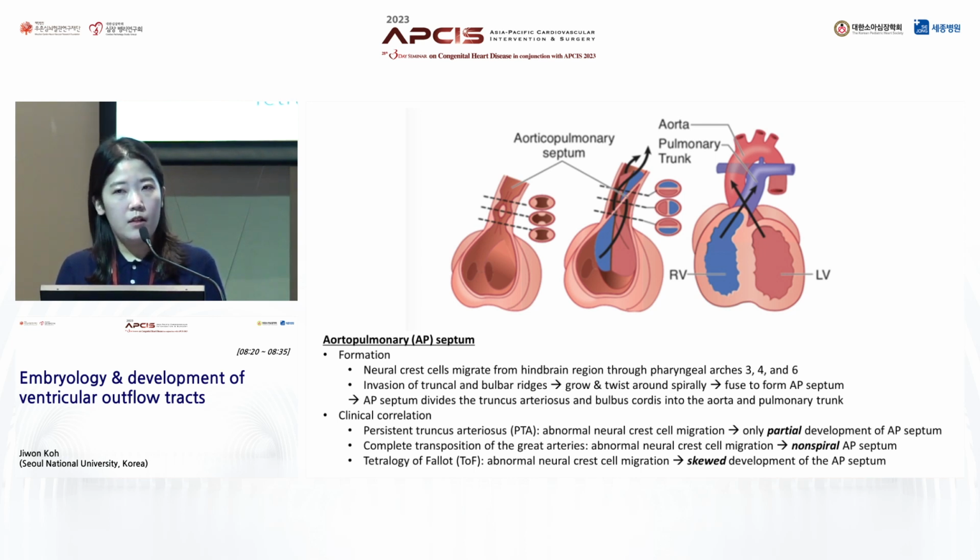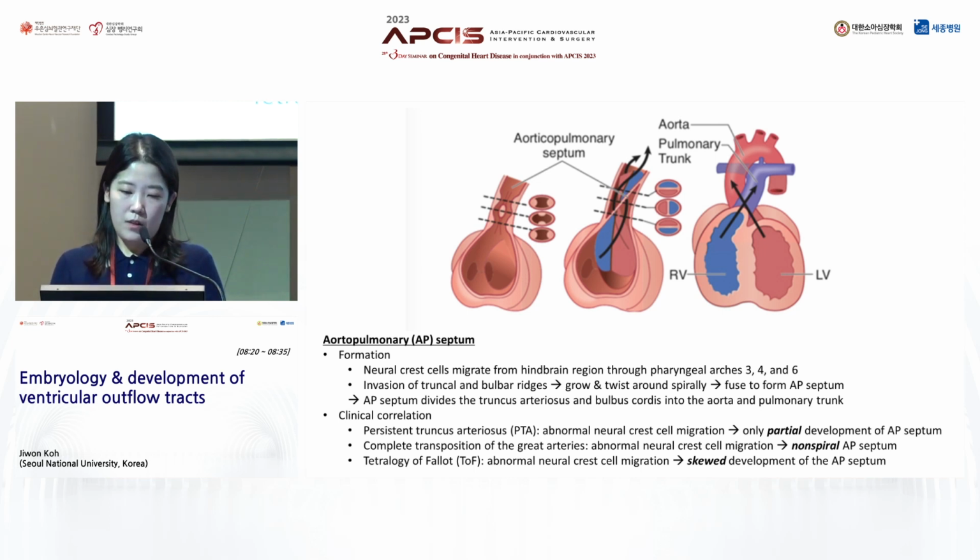This idea of a spiraling septum was really hard to understand when I was learning this topic as a medical student, and I couldn't feel what is the nature of this spiral. So it was kind of problematic, and Dr. Anderson's view excellently explains how this AP septum in fact exists in the histological sections.